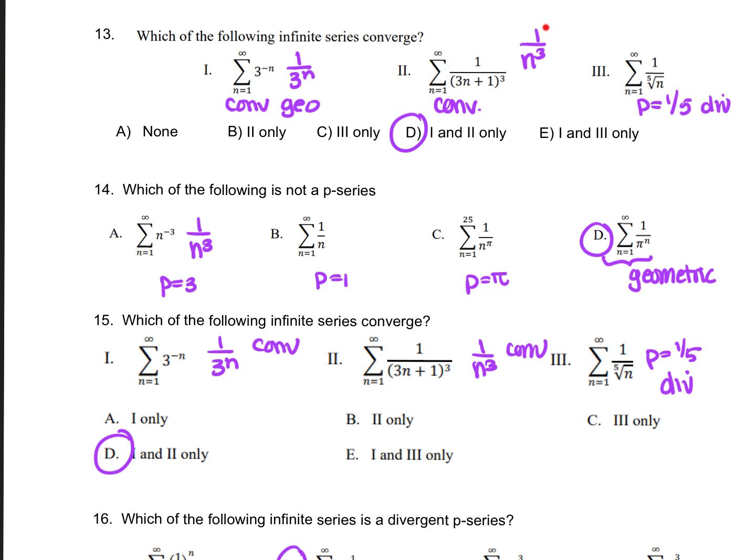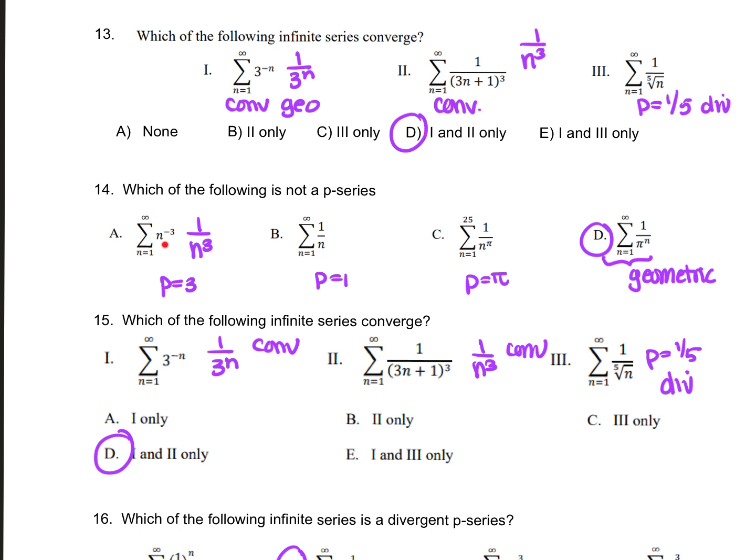This looks like 1 over n cubed. That's what you would compare it to. 1 over n cubed converges, so either by LCT or DCT, and again, LCT is going to be the easier. This one also converges. This one, p is equal to 1/5, diverges because it's smaller than 1. So the only ones that converge are 1 and 2.